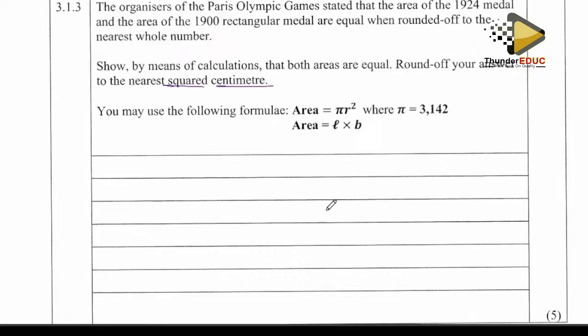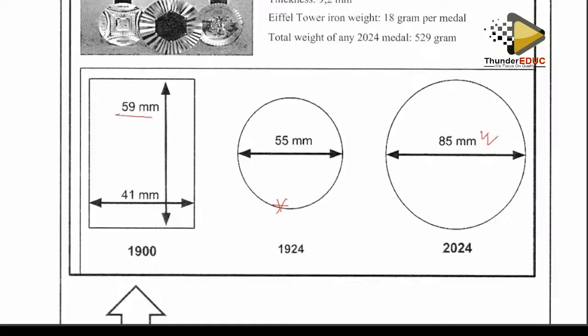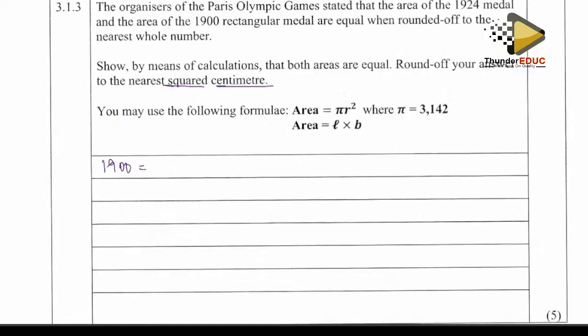Remember, we are equating. That means you're going to find the area of the circular one and find the area of the rectangular one. So let's look at that. We shall start with the area of 1900. So 1900 is 59 millimeters by 41. So we shall come here first and foremost. The 59 has to be divided by 10, times the 41 also divided by 10. Why am I dividing by 10? I need them to become centimeters. So simply meaning it's 5,9 times 4,1.